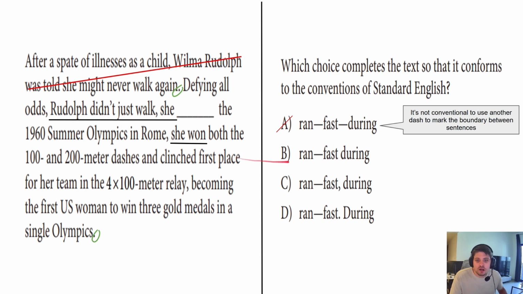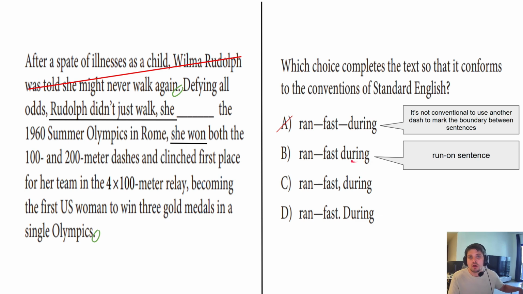Rudolph didn't just walk, she ran fast during. That doesn't give me any punctuation, which would separate a sentence, and that creates a run-on sentence. A lot of these teenage kids today in high schools in the US and around the world, you don't know how to separate sentences. You're writing run-on sentences, and if you don't understand this, you're going to get crushed by the SAT. If you have a subject and a verb, they need to be separated by proper punctuation. That would be a run-on. It's not the correct answer.